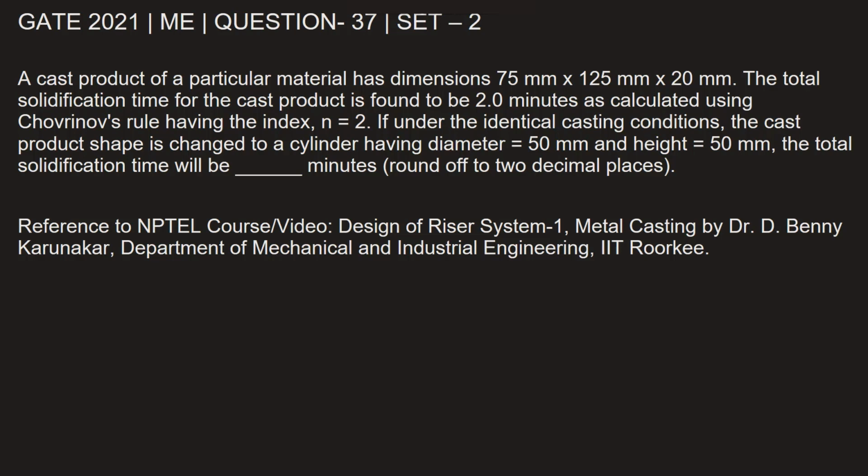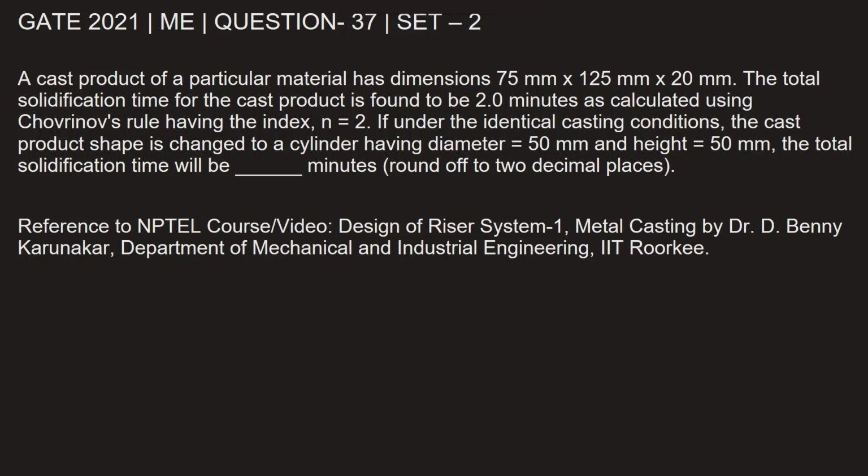This question is from GATE 2021 Mechanical Engineering paper set 2, question number 37. A cast product of a particular material has dimensions 75 mm by 125 mm by 20 mm. The total solidification time for the cast product is found to be 2 minutes as calculated using Chvorinov's rule having the index n equal to 2.